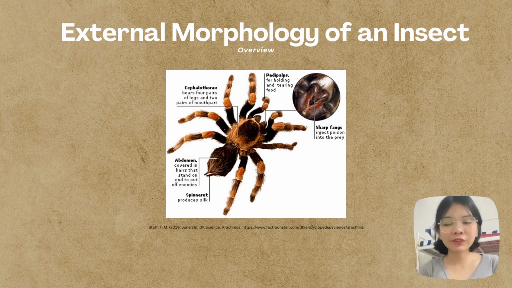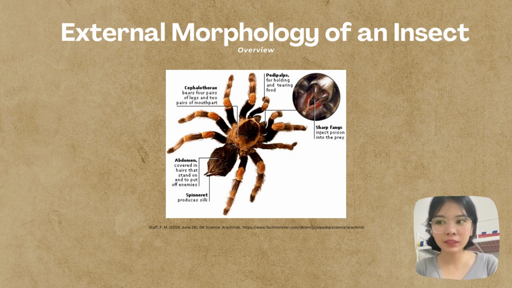Arachnids, a class of arthropods, typically have the following basic body parts and functions. To begin with, the cephalothorax. This is the front of the body which combines the head and thorax. It contains the eyes, mouth parts, and the first pair of walking legs.